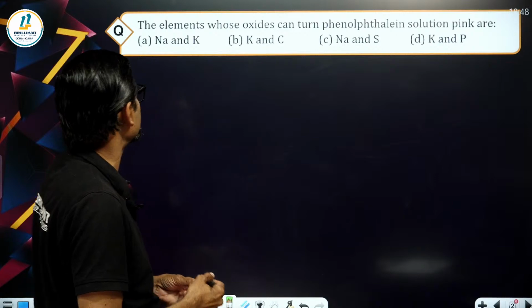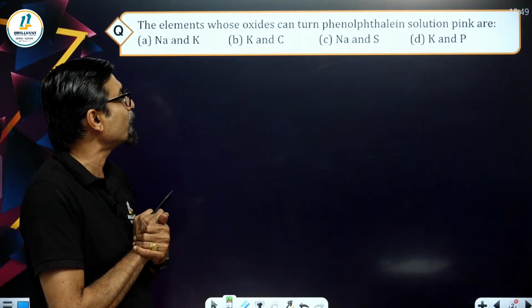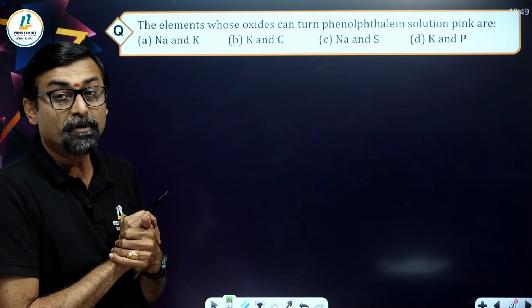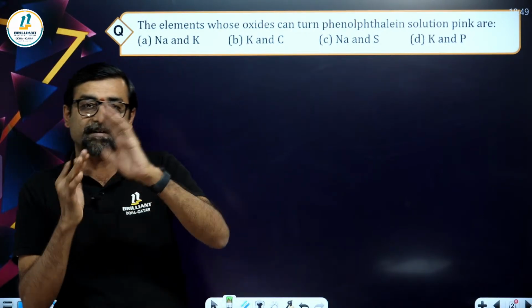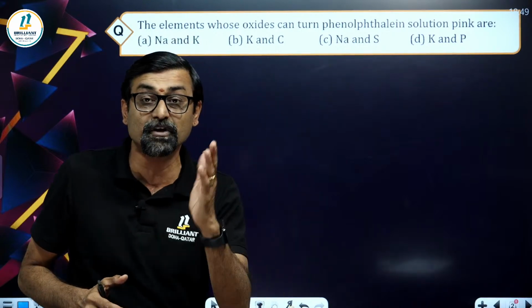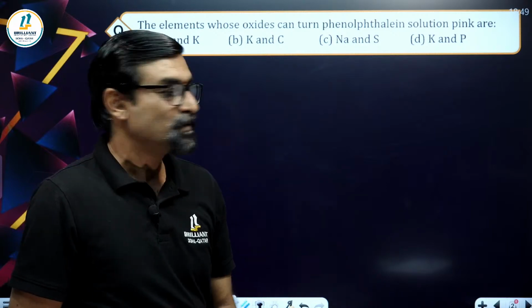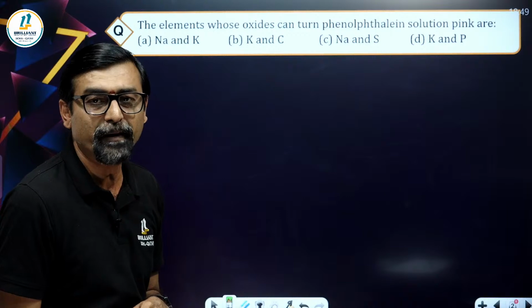See, what's the first question? The elements whose oxides can turn phenolphthalein solution pink are. You must be surprised. Phenolphthalein solution comes in the acids and bases chapter, so why is Sudhir discussing this? Because we are going through metal oxides and non-metal oxides. So let us see whose oxides can turn phenolphthalein pink.